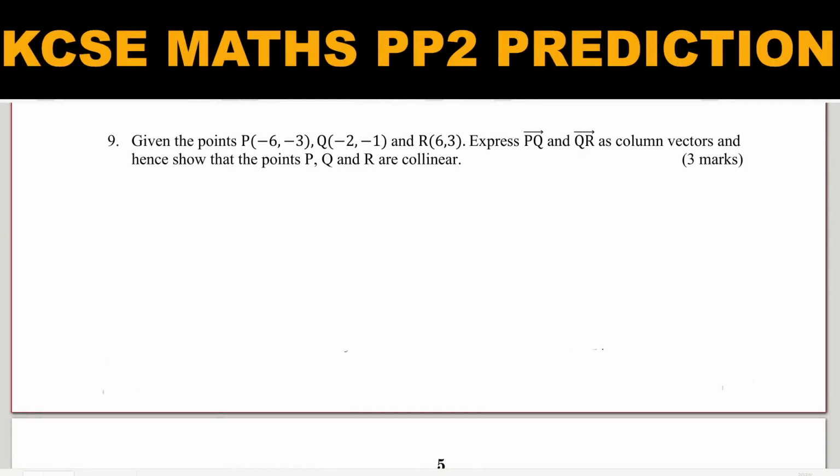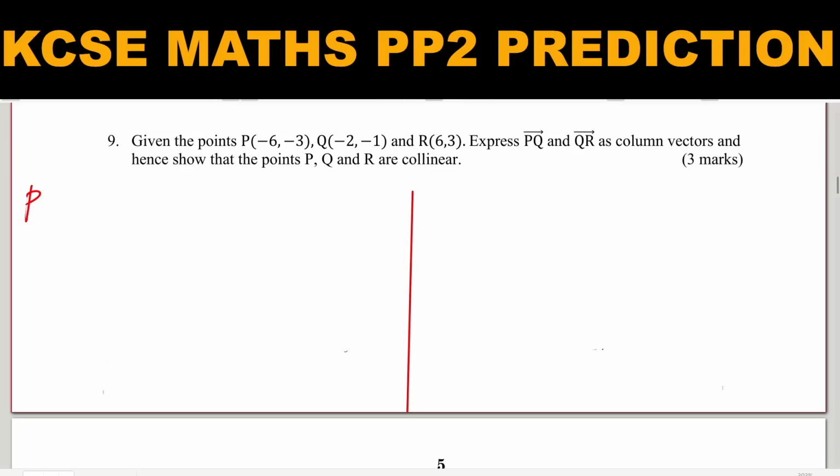Given the points P(-6, -3), Q(-2, -1), and R(6, 3), express PQ and QR as column vectors, and hence show that the points P, Q and R are collinear. So the first thing you're going to do is to get the vectors PQ and QR. So this is how we're going to do it.